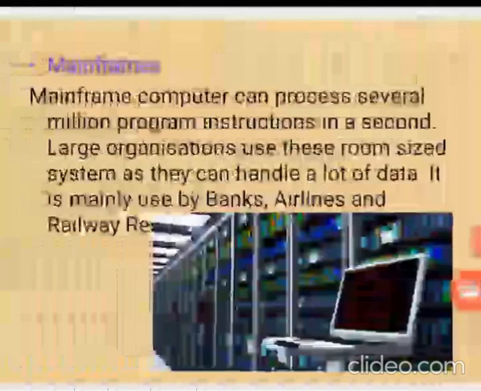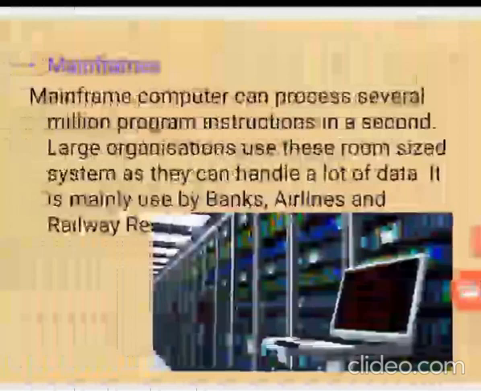Okay, railways and reservation systems. In the railway station they can do reservations. Say we are traveling from one place to another, you can get a ticket from anywhere, from one station to the other station, from any railway station. Okay, reservation center. Then another one is the minicomputer.